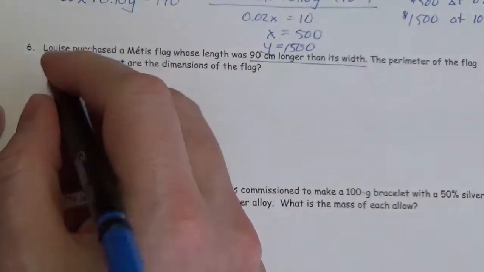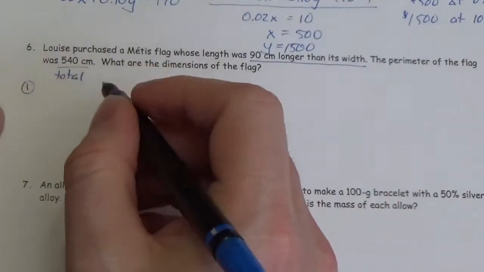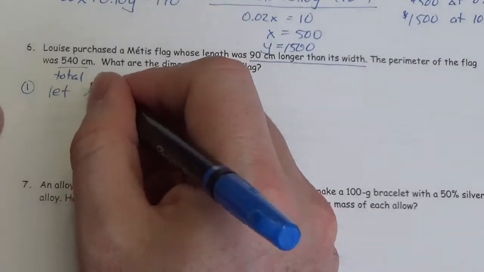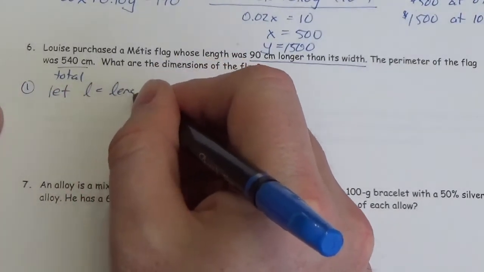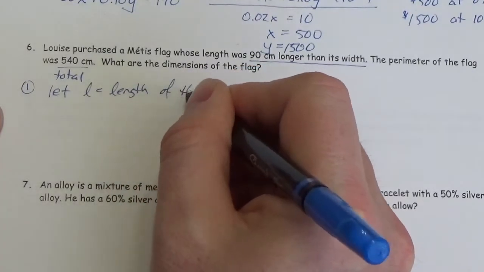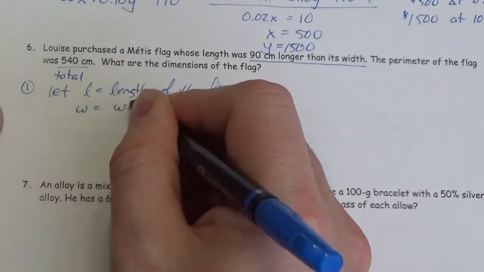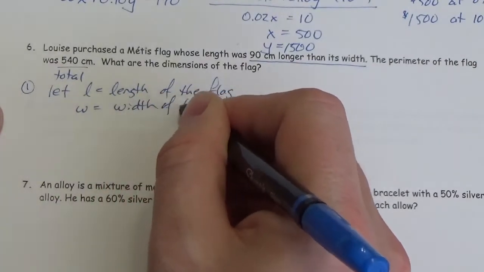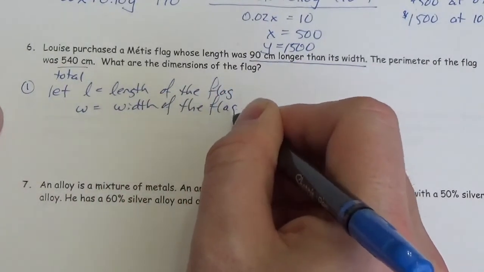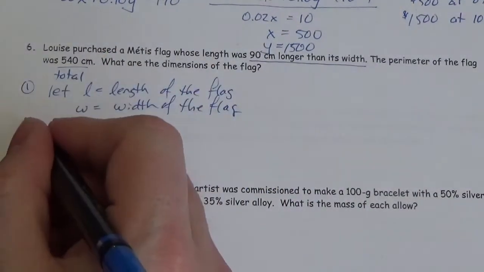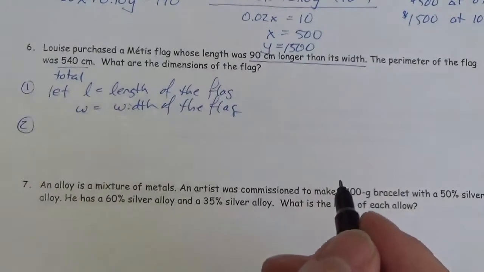So there we go. Number one, we're going to let, and we might as well use length and width here, we're going to let L be the length of the flag. And we're going to let W be the width of the flag. Okay, so I know that's what they want me to look for, so now I'm being very clear about it. Part two, I'm going to build the equation.